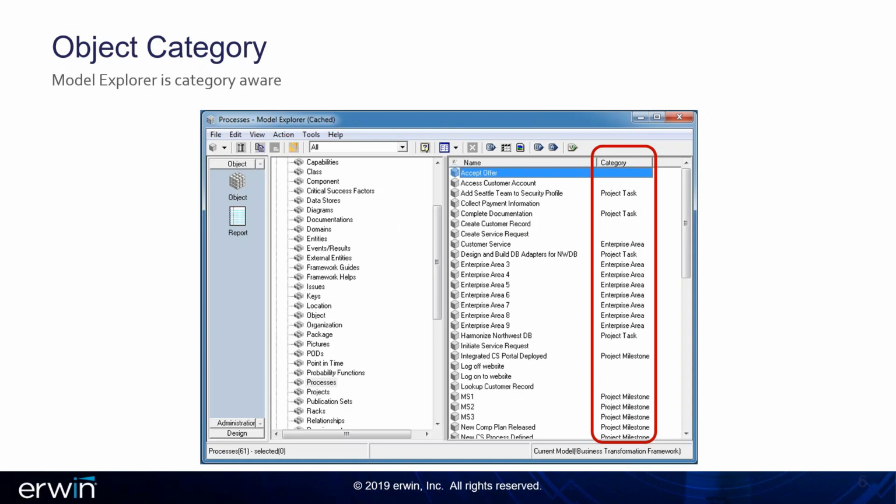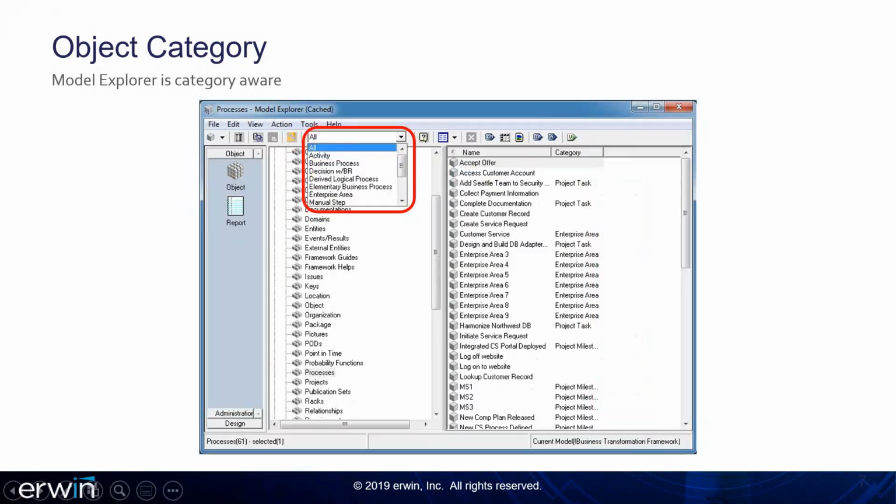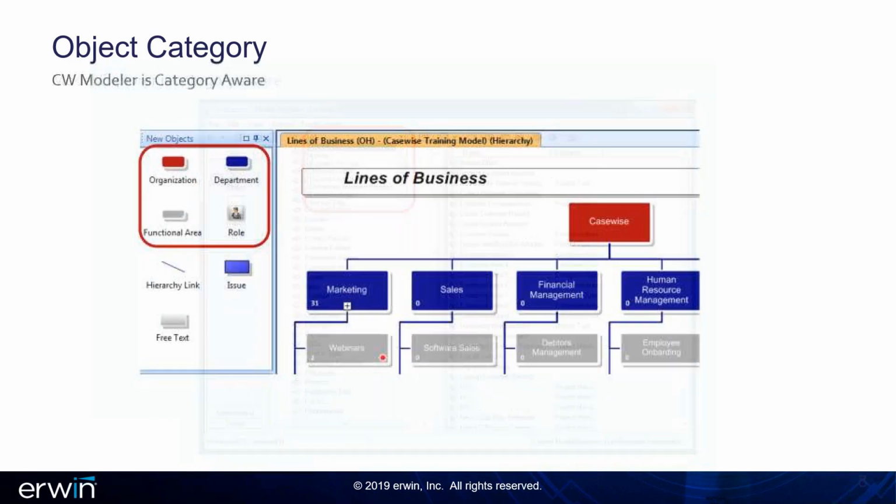Model Explorer is category aware. So when you're looking at your list of objects, in this case, we're looking at processes. So we can tell this is a list of processes. These are the names of the processes and their categories. We can actually filter out objects that are of a specific category. So you always have that option at the very top of your list to choose only to show processes of, for instance, activity category or business process, etc.